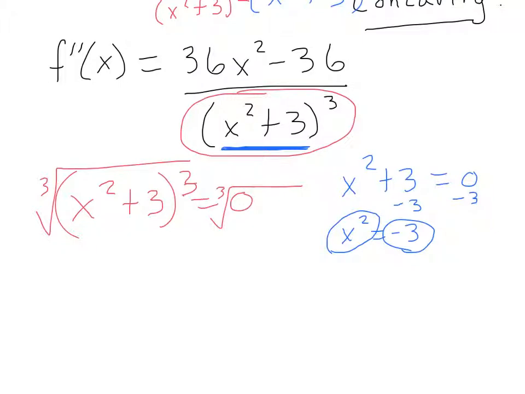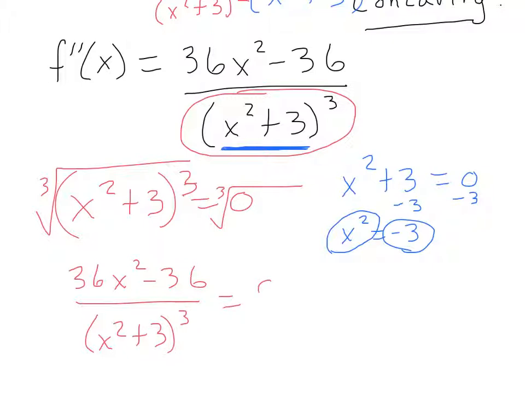Okay, so we decided that there's no way to make the denominator equal to 0, so the function's going to be defined everywhere. So let's do this now. Let's take the entire second derivative, 36x squared minus 36, all over x squared plus 3 cubed, and let's set it equal to 0 and solve.